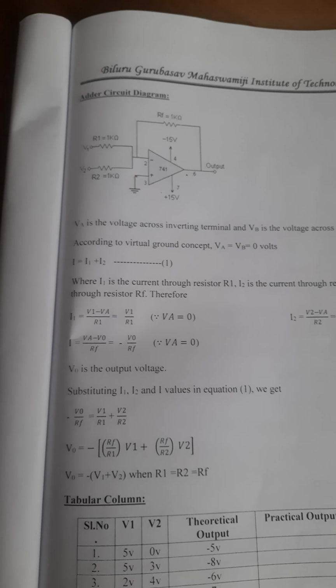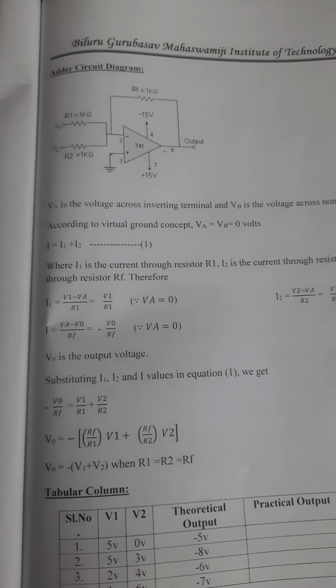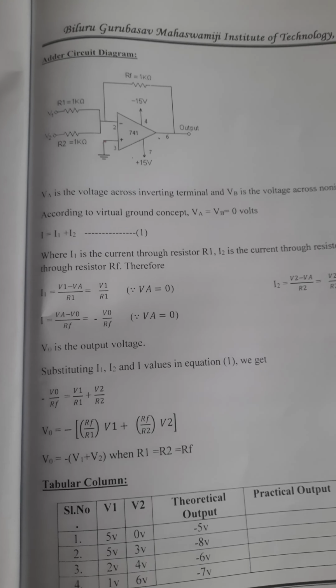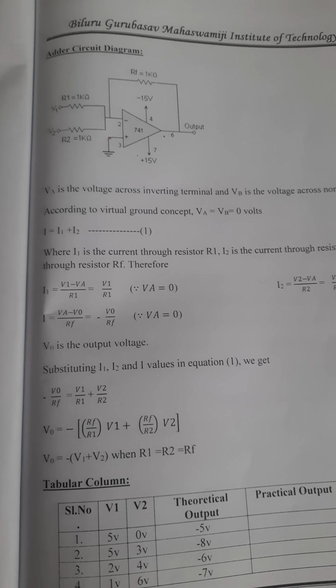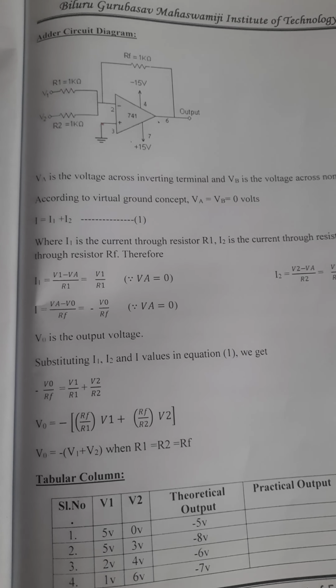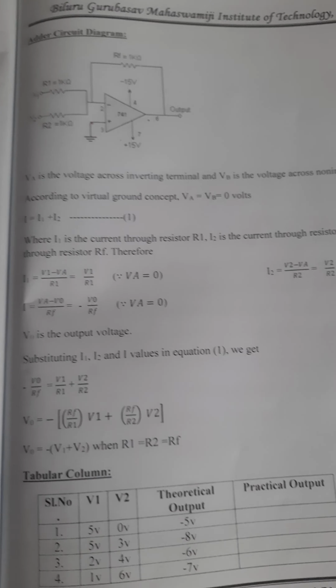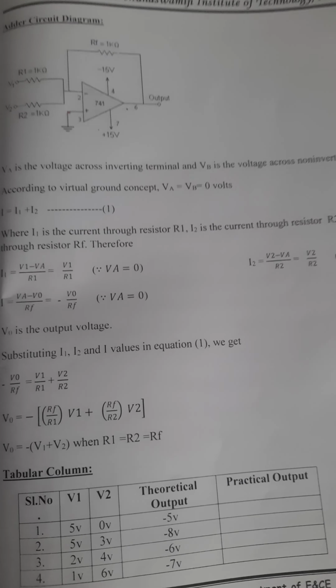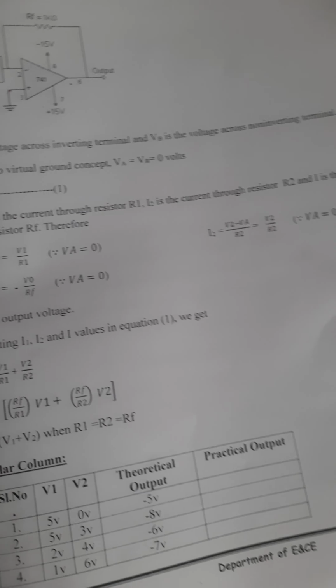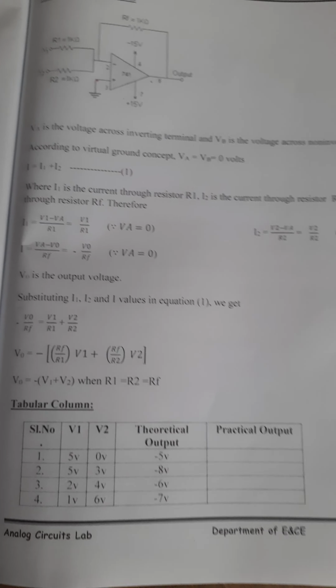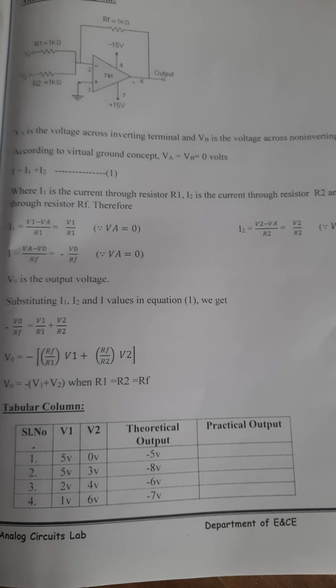Because of the virtual ground concept, VA is equal to 0, therefore I is equal to V1 by R1 plus V2 by R2, and I is equal to minus V0 by RF. Substituting these values, you will get V0 is equal to minus of V1 plus V2, where R1 is equal to R2 is equal to RF. This concept we have already studied in the theory class, and just look into the tabular column.